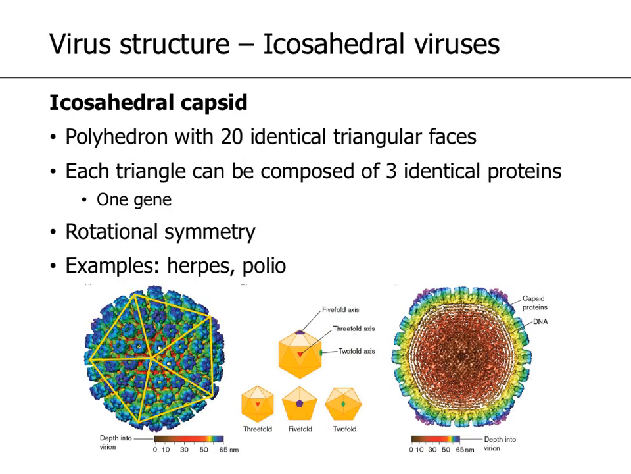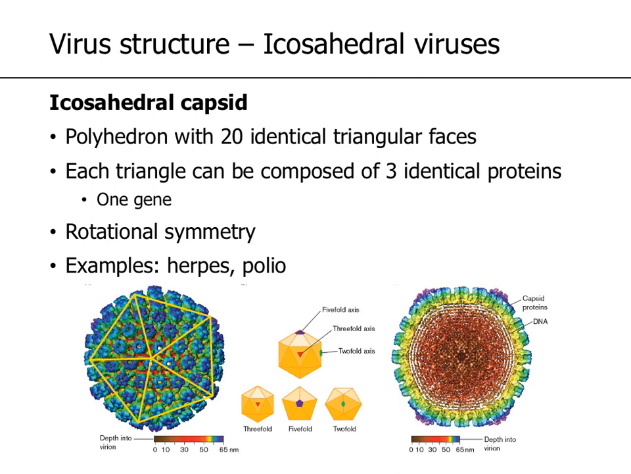All right, so for the next few slides we're going to be talking about virus structure, so the shapes of the capsids that they make. The first couple are what we call symmetrical viruses. The first one is icosahedral viruses. They make the icosahedral capsids, so these things here. They are essentially polyhedrons, 20-sided, with identical triangular faces.